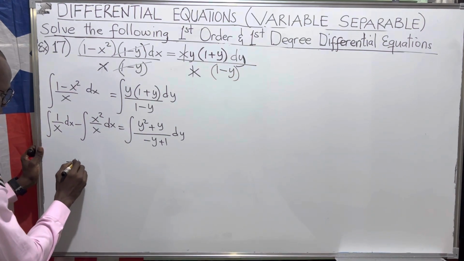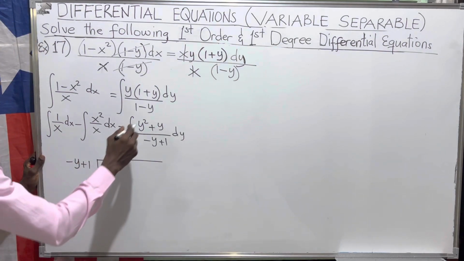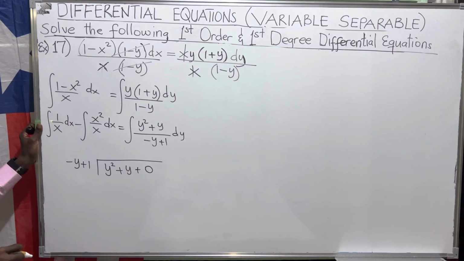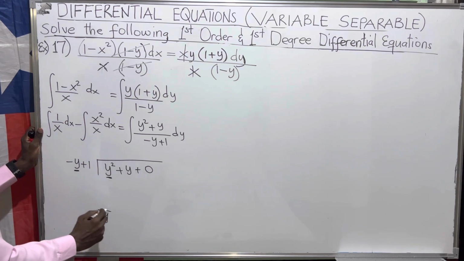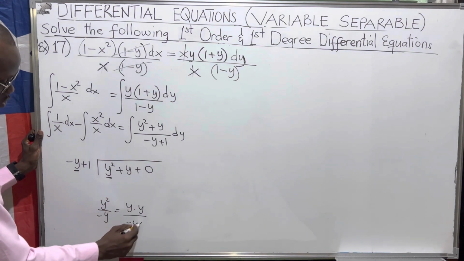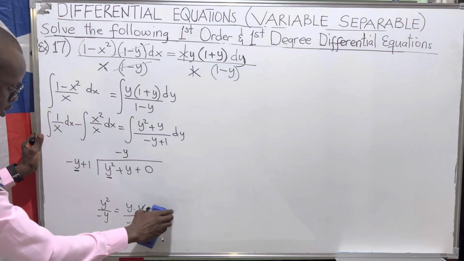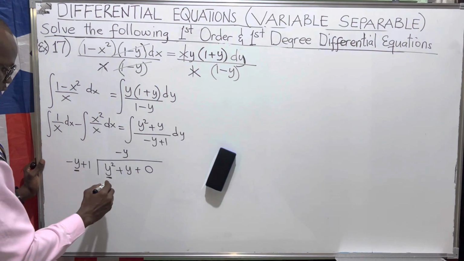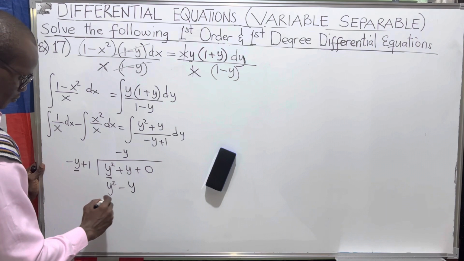To do that, we have negative y plus 1 outside as the divisor, and the dividend is y squared plus y plus 0. We say y squared divided by negative y, which is like y times y divided by negative y. So this and this cancel, and you are still left with negative y. We must multiply that negative y by each term here. Negative times negative is positive, y times y is y squared, and negative y times positive 1 is negative y.